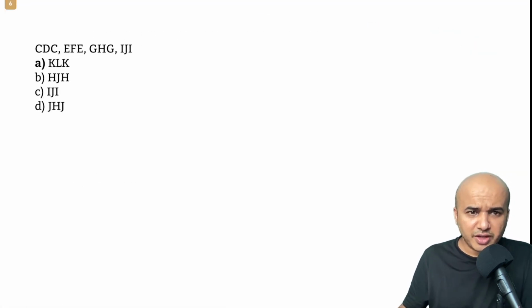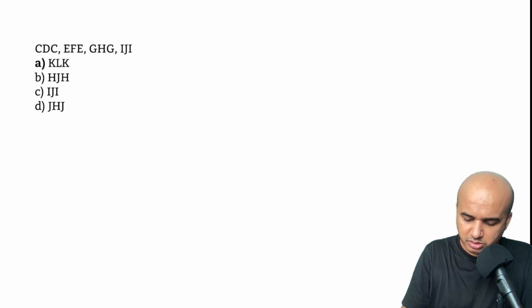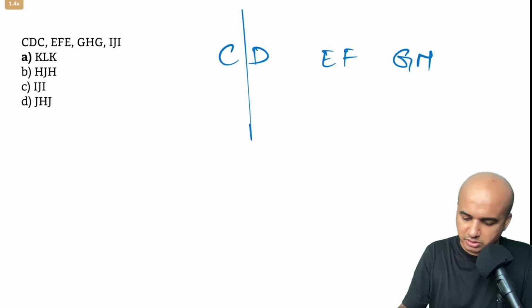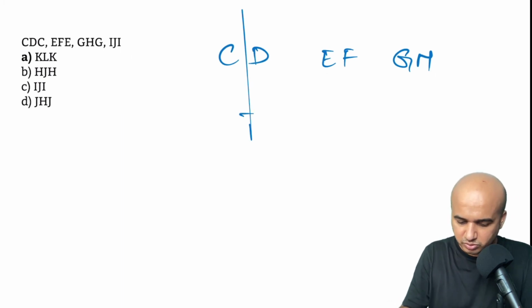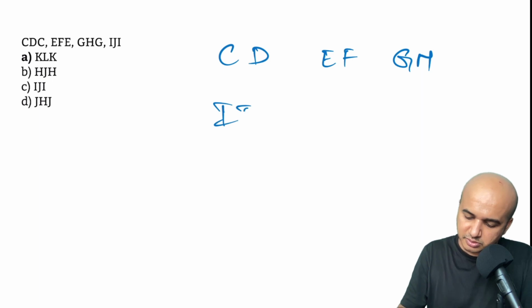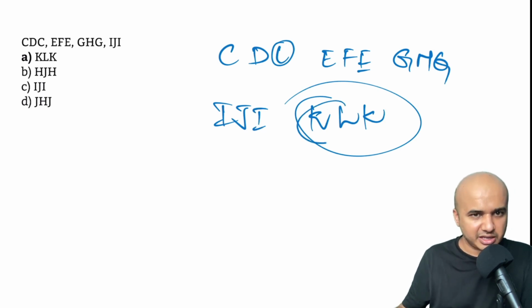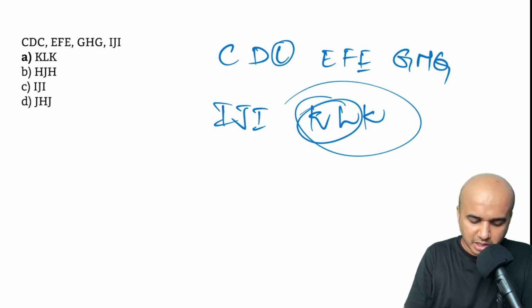Next, we have CDC, EFE, GHG, IJI. ABCD, EF, GH, IJ, KL. So next would be KLK. What they have done is just repeated the first letters. So continuing the same series, we'll have to just come up with KL, then repeat the first letter in that series KL, which would be K. So the answer would be the marked one, KLK.